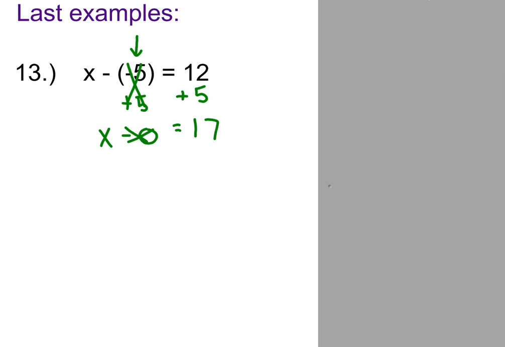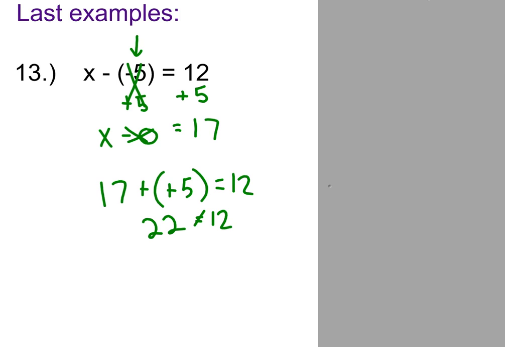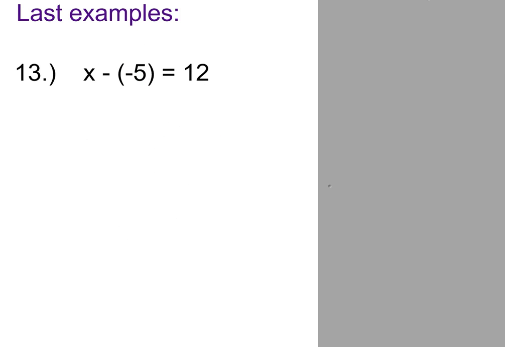Well, let's go back and check that. 17 minus a negative 5. Well, using our leave, add, change, this becomes 22. And you note that these are not equal. So what did we do wrong? If we go back to the very beginning, we have minus minus. In other words, leave the front, change this to addition, and change this from negative to positive, giving us x plus 5. So instead of adding 5 in this case, we should have subtracted 5.